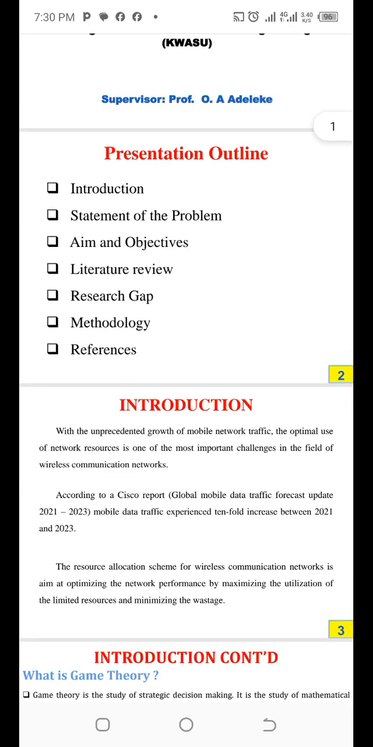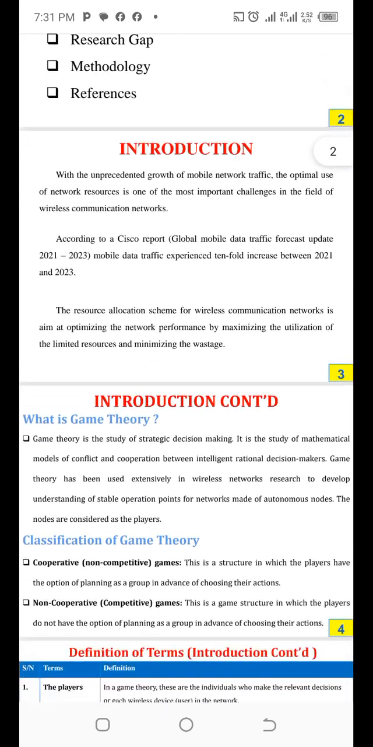Introduction. With the unprecedented growth in mobile communication network traffic, it is very important to take into consideration the optimal use of the limited network resources, and also to increase the quality of service. According to the Cisco report, between 2021 and 2023, there was a tenfold increase. As a result, there is an urgent need to develop a resource allocation scheme that will maximize the limited resources and minimize the wastages.